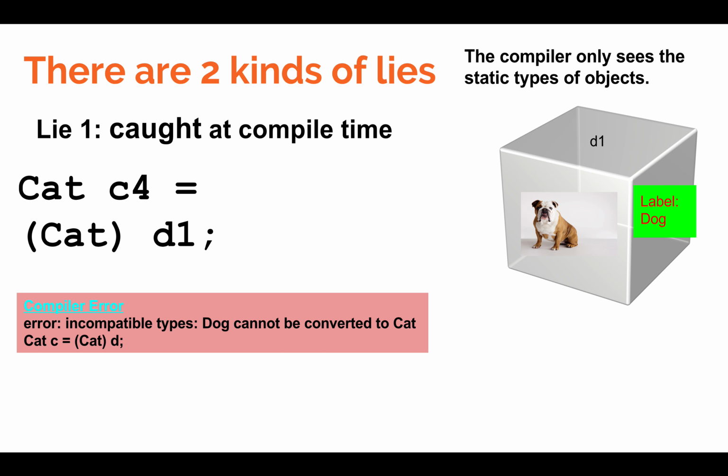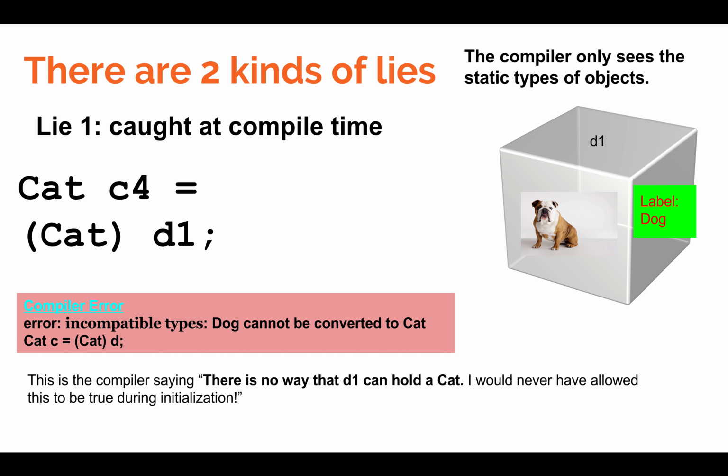Is that cool? Okay. So this is the compiler saying, there is no way that D1 can hold a cat. I would never have allowed this to be true during initialization. When you made the variable D1, I would have never allowed you to put a cat in there. So this is impossible. Questions about this?